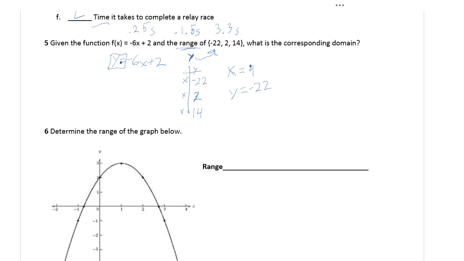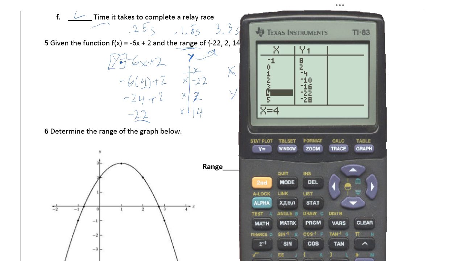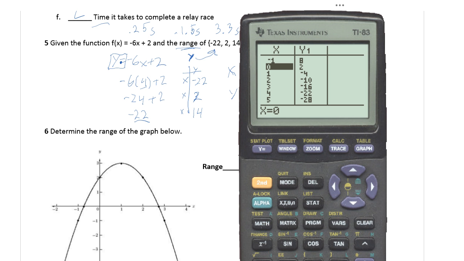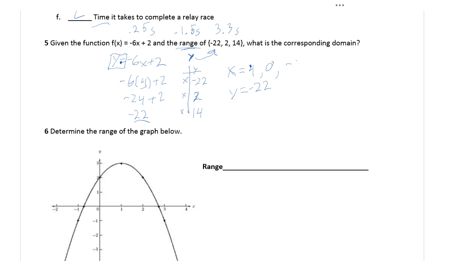And if you want to double check that, you can. Negative 6 times 4 plus 2, negative 24 plus 2, that would be negative 22. There we go. 4 gave me a negative 22. So that's one of my answers. And you would just sort through this and find the others. So 4 gives you negative 22. 0 gives you a 2. And last one, looking through 14, there it is. Negative 2 gives you 14. So those would be my 3 answers.